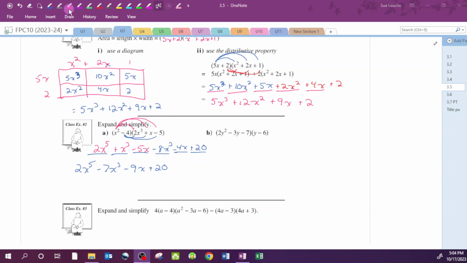Yes, I did miss something. This was supposed to be 5x squared. See, this is why I'm always encouraging you to check your answers. Okay, actually, you know what? Let's just pretend that I didn't catch that.